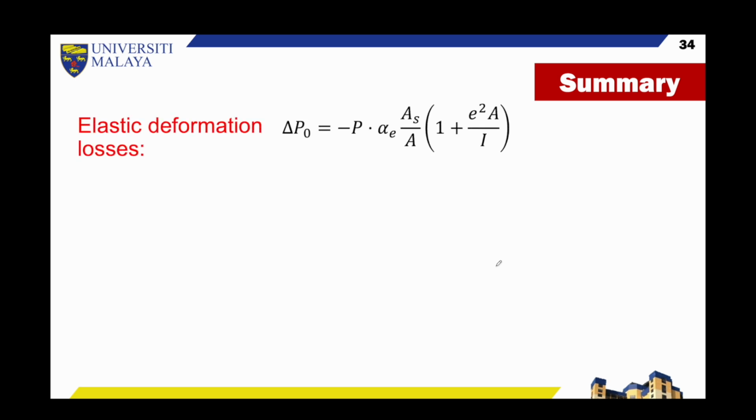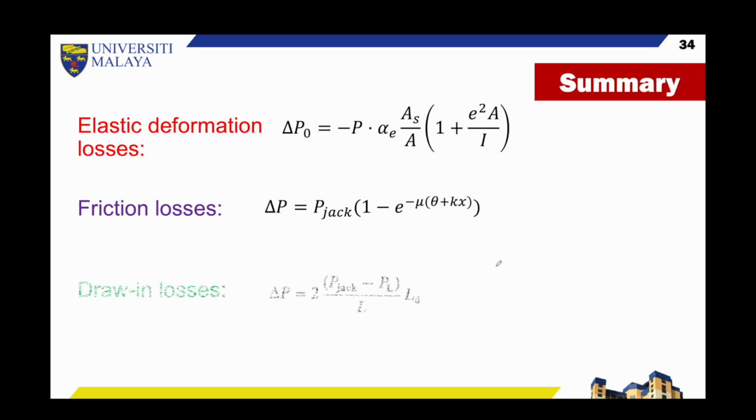So to summarize, we have 3 different types of short-term losses. The first one is elastic deformation losses, and that's the equation there. Remember that alpha is the ratio of the modulus of elasticity for steel divided by the modulus of elasticity for concrete. Friction losses are given by this, where the P jacking force is multiplied by 1 minus e raised to the power of negative mu times the quantity theta plus K times x. And e is 2.718, the constant.